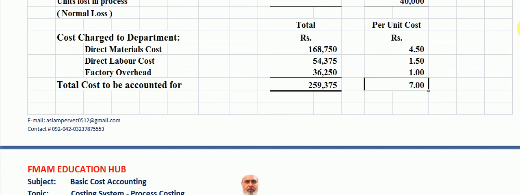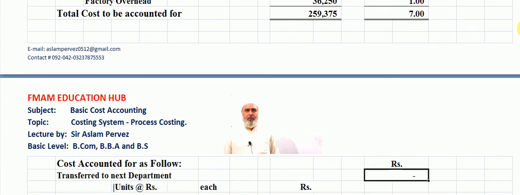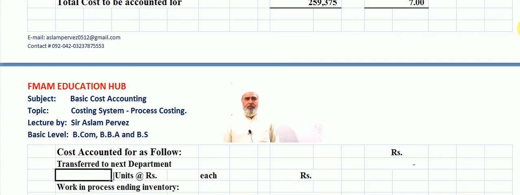Now students, we move to the third section, cost accounted for as follows, in which we have to find out the cost of completed units which are transferred to the next department. Here the number of units transferred to the next department is 35,000 units, and the per unit cost is 7 rupees. So the cost of 35,000 units transferred to the next department is 2,45,000 rupees here.